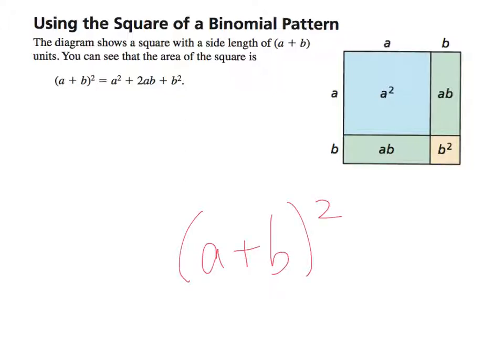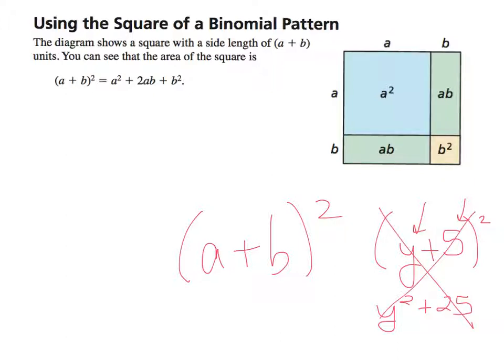That's it. Now, a big mistake people make, this is a huge mistake, like probably one of the biggest mistakes I see. People take the y plus 5 and they square it, and they get this. They square the y, they square the 5, and they get y squared plus 25. That is not right at all. Because when you have y plus 5 squared, that really means y plus 5 times y plus 5.